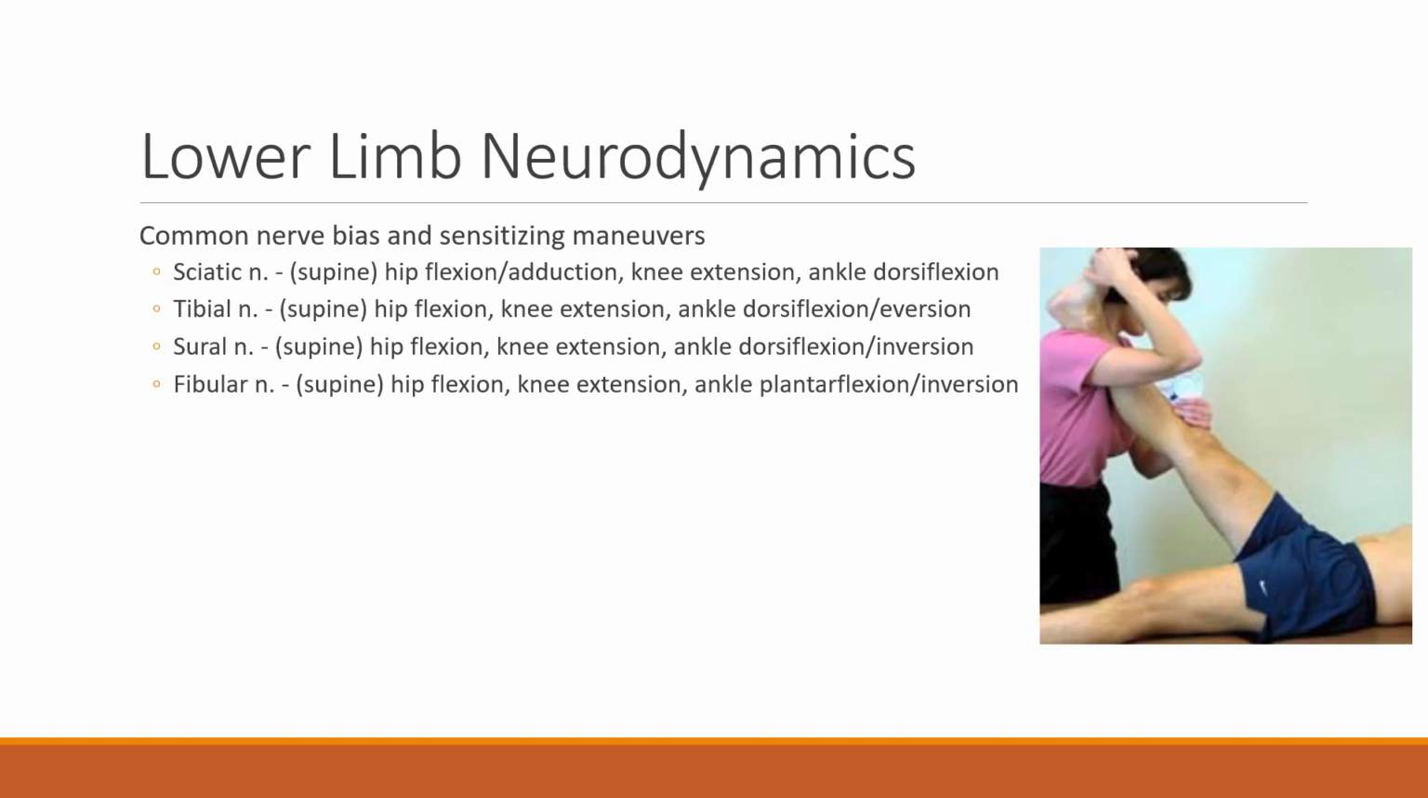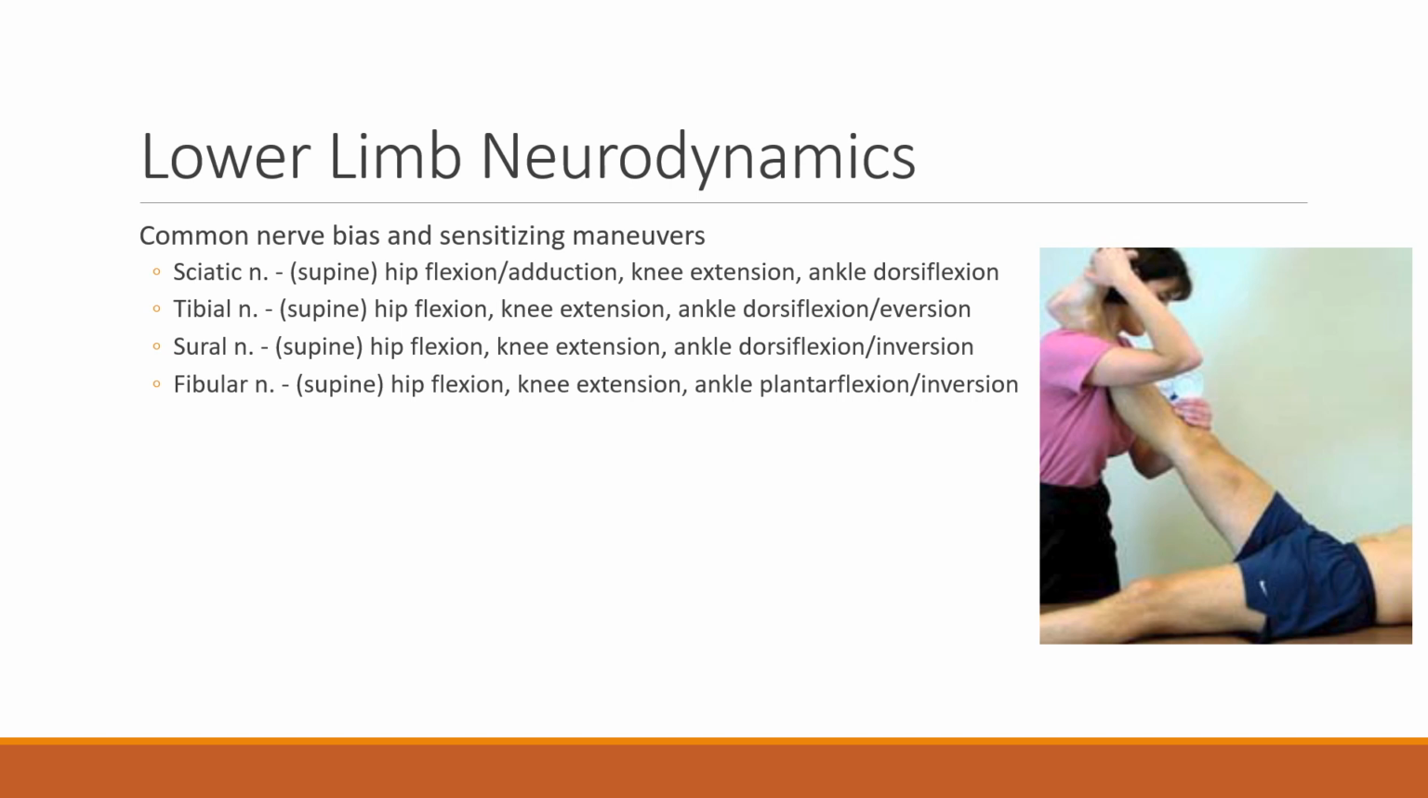It's important to be comfortable with the sensitizing maneuvers that can influence nerves of the lower extremity. So for example, if we do our straight leg raise test and we bias that with hip adduction and ankle dorsiflexion, that's going to influence the sciatic nerve. If we take that patient up to end range with their straight leg raise and we bias it now with ankle dorsiflexion and eversion, that's going to bias the tibial nerve.